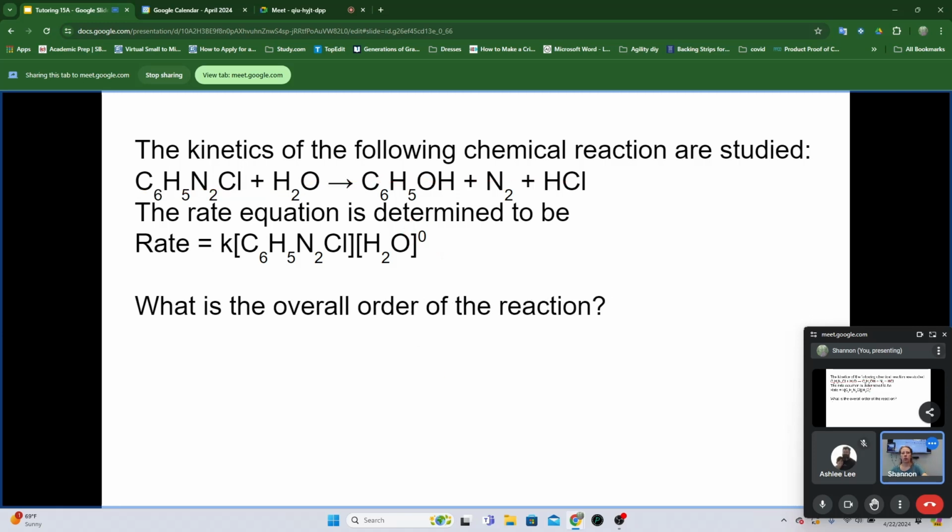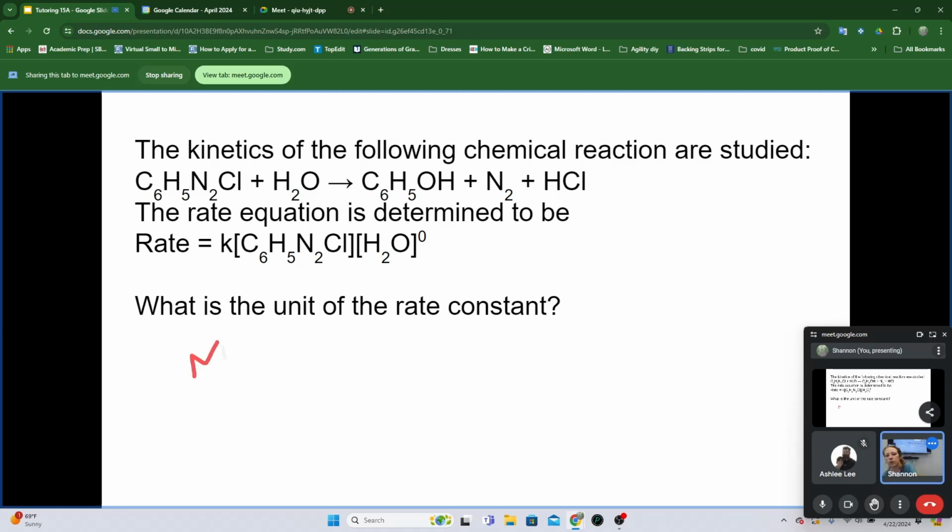What is the overall order of the reaction? 1, right? We had 1 plus 0, and so our overall order is 1, or first order. You can use either language: 1 is first order, 2 is second order. Whatever. So here, what's the unit of the rate constant?